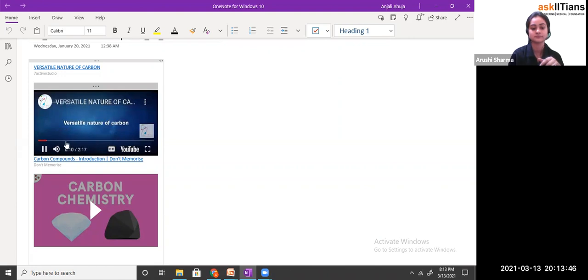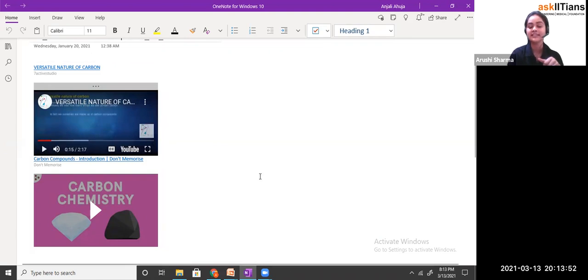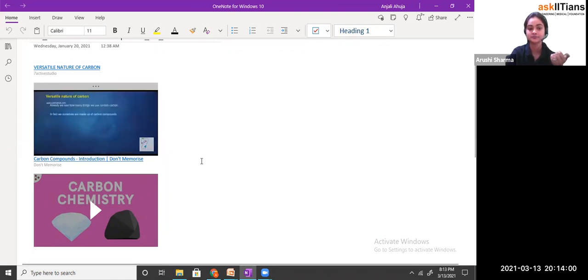Versatile nature of carbon. Already we saw how many things we use contain carbon. See, students, like we already know that how many things we are using that which contains carbon atom. Exactly. In fact, we ourselves are made up of carbon compounds.